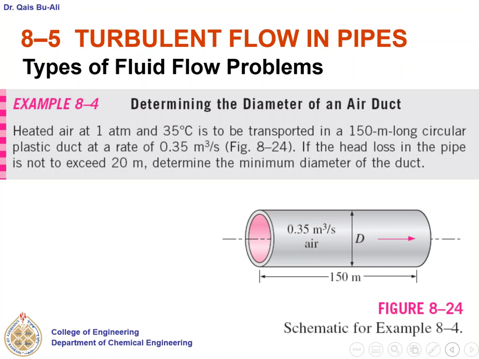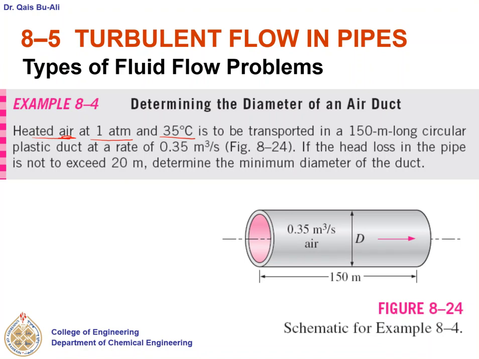So what do we have here? We have heated air at 1 atmosphere. So you are given the fluid, which is air, and the temperature, 35 degrees centigrade. Given the pressure, the temperature, and the fluid, you have everything you need to get the properties, the density and viscosity, etc.